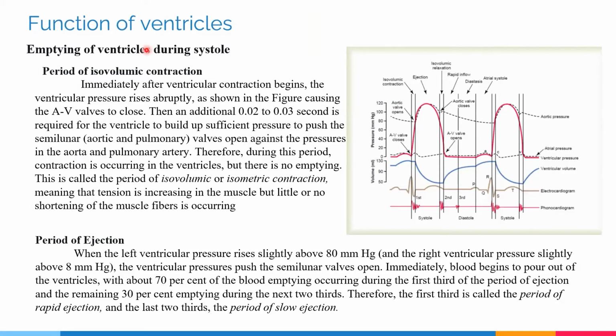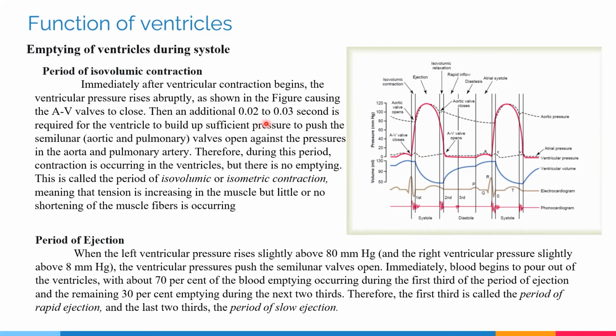Next, we have the emptying of ventricles during systole. This emptying of ventricles is divided into two parts: the period of isovolumic contraction and the period of ejection. Immediately after ventricular contraction begins, the ventricular pressures rise abruptly. So this is the rise in ventricular pressure, which causes the AV valve to close. Here the AV valve starts closing.